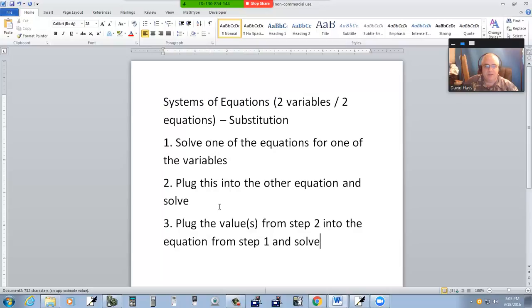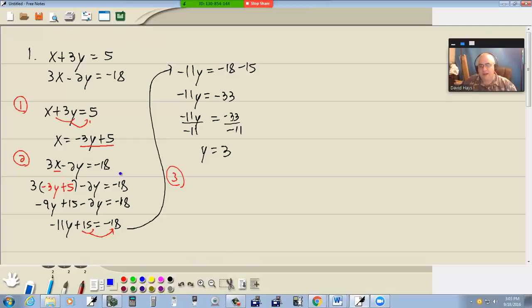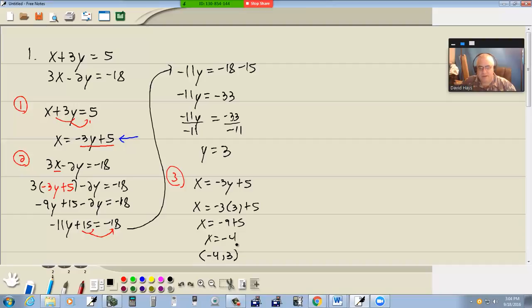Now step 3. Plug the value from step 2 into the equation from step 1 and solve. When I say the equation from step 1, I'm always talking about the very last line here, because it'll always be solved for the other variable. So we got x is equal to negative 3y plus 5. And we just said y is 3, so we're going to put 3 in for the y. And then we'll simplify it. Negative 3 times 3 is negative 9, plus 5, which gives us negative 4. Your answer is written in point form, as an ordered pair. So we'll put negative 4 first, then 3 second, and that's our answer.